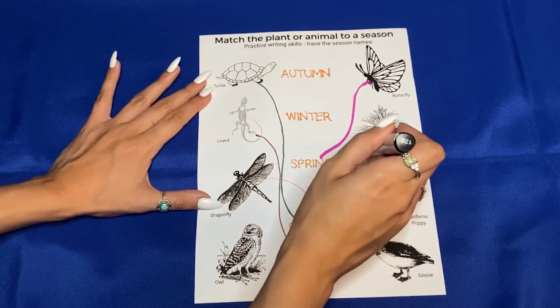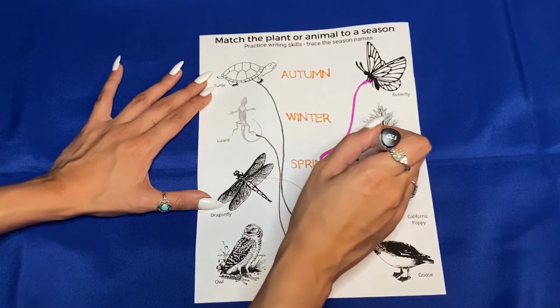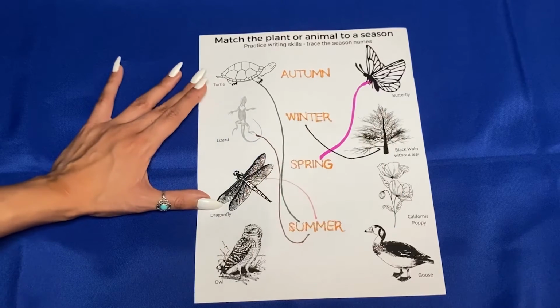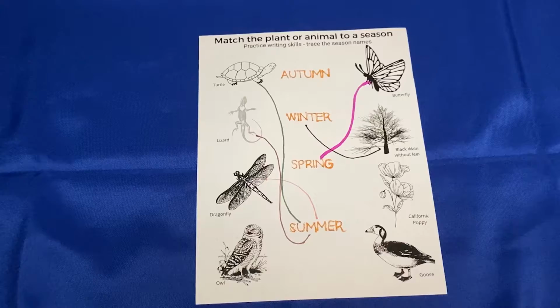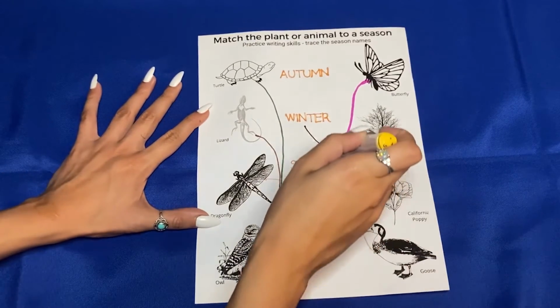When do trees like our California black walnut live without their leaves? Winter. The California black walnut loses its leaves throughout the fall and is completely bare in the winter. Then in the spring, it regrows its leaves again. Trees who do this are called deciduous trees. Can everybody say deciduous?